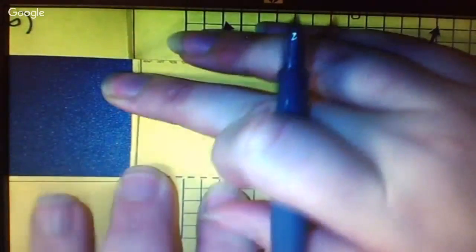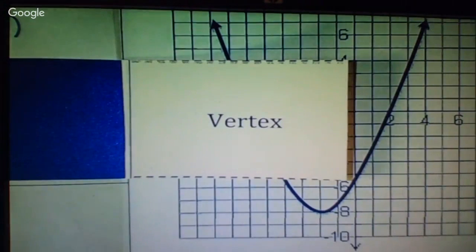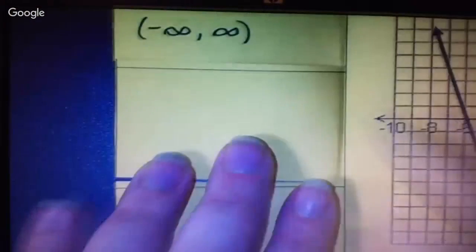Your next very, very important word is vertex. Okay? You're going to see this over and over and over again. It is not your line of symmetry, that is your axis of symmetry. Your vertex, you're going to have two types. You're going to have a minimum, which is the low point of your graph, or a maximum. They call this your turning point.